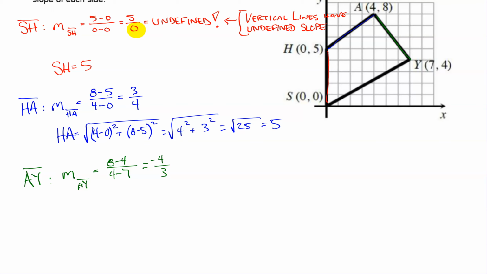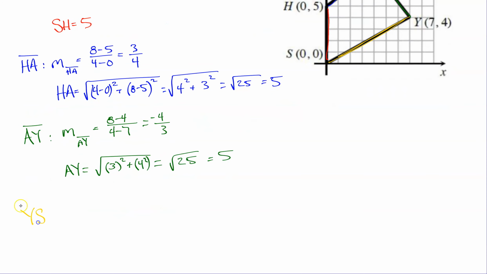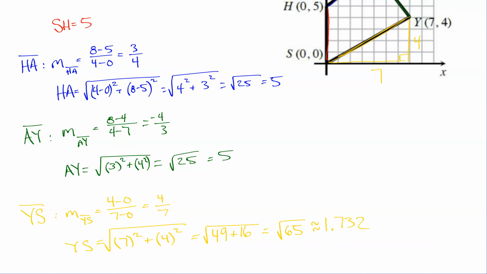So let's now look at the length of segment AY. Okay, segment AY is 5 units long. That's the same as segment HA. We've got one more to do. Let's take a look at this last segment, which is YS. There you have it for segment YS. It has a slope of 4/7 and a length of 1.732, which is approximately the square root of 65.